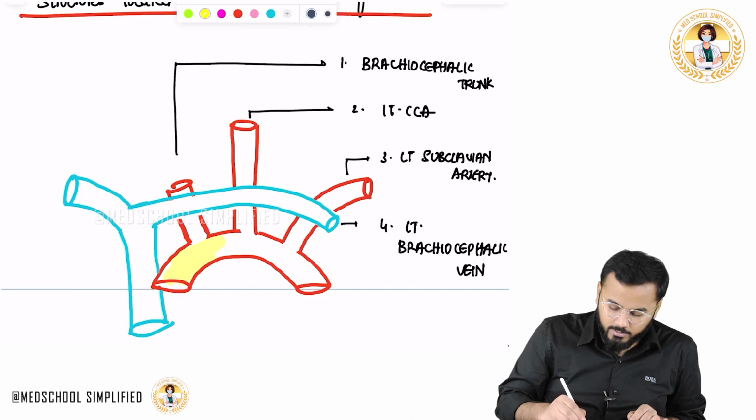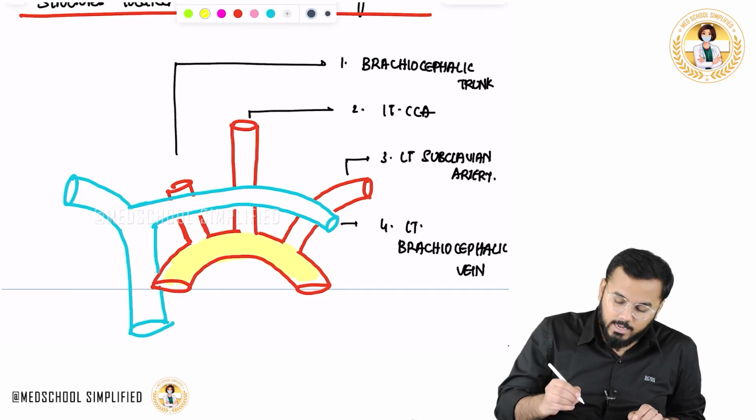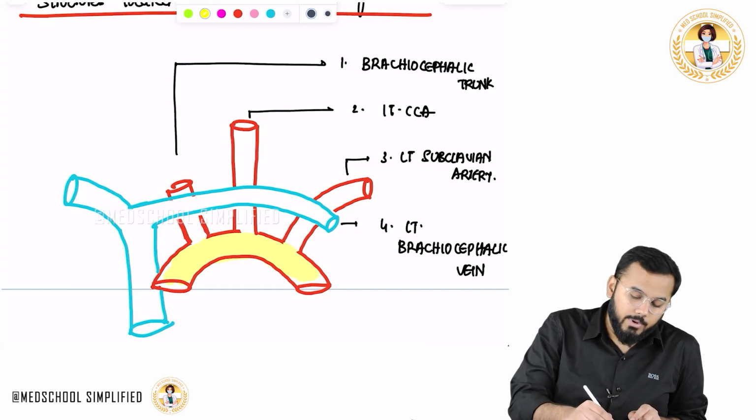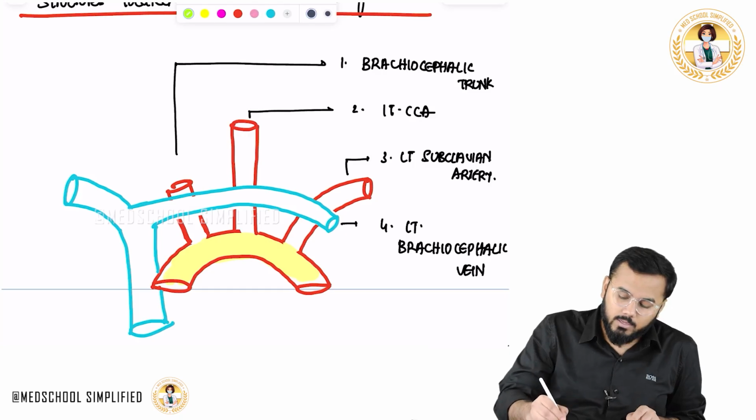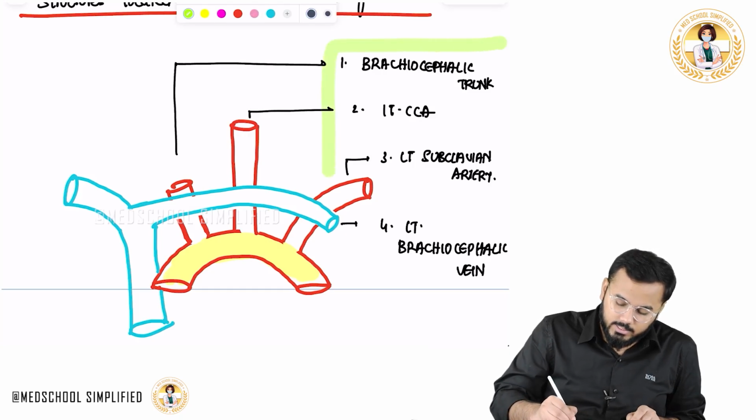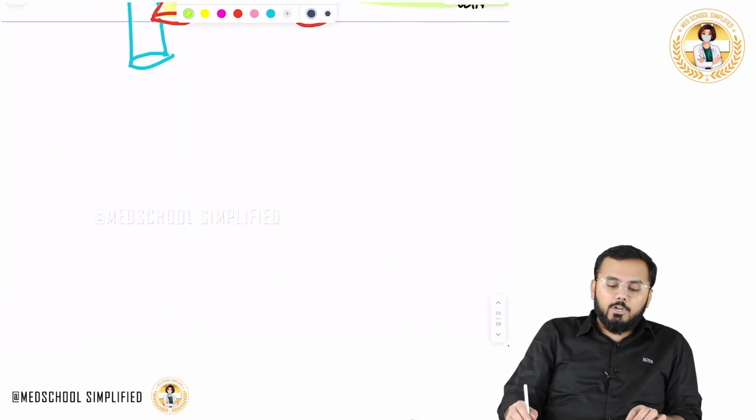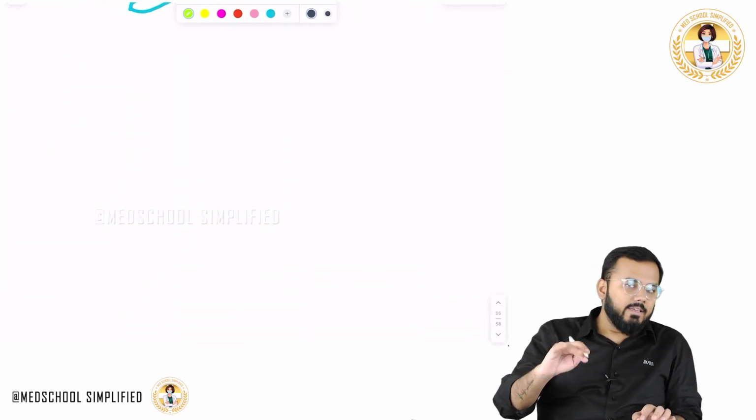This is your arch of aorta. So what are the structures that are located superior to that? Superior to that are the brachiocephalic trunk, left common carotid, left subclavian, and left brachiocephalic vein. So I hope you understood the structures that are located superior here, right? Now we shall look at the structures that are located inferior to that.